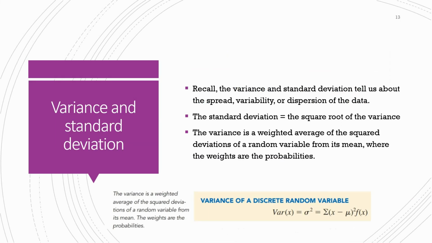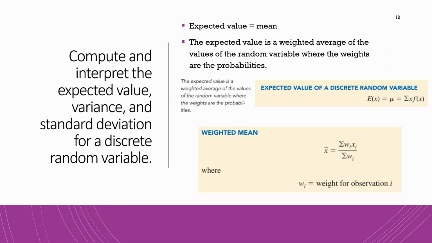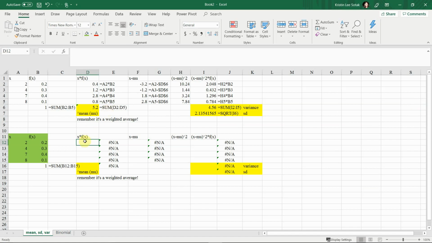So if we go back to our equation for the mean, it is equal to our values of x times the probabilities, which are their weights, summed together. So that's what we're going to do next. We're going to take our values of x, multiply them by their probabilities, and then sum those together, and it comes to 5.2. So this is our expected value, or our mean.